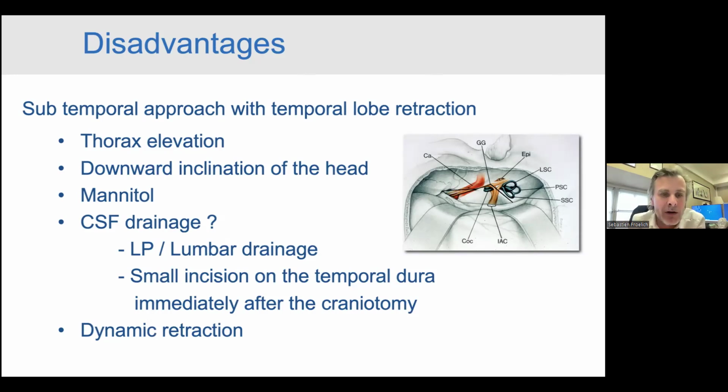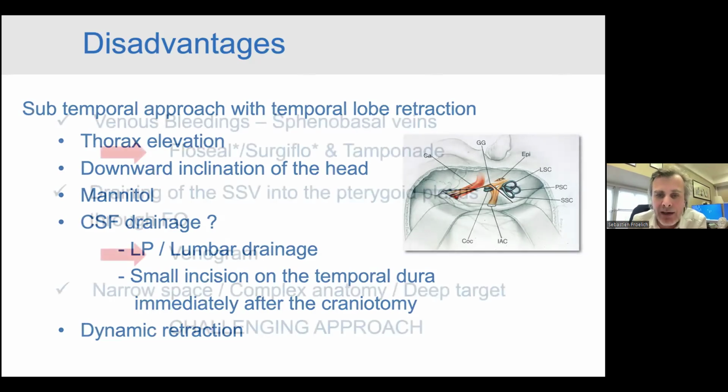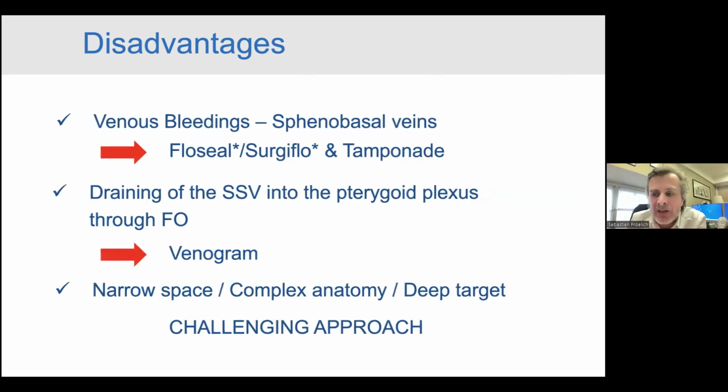I use mannitol. I don't use lumbar drain, and I will explain why after. When you do this extradural peeling, you can have some bleeding, and this is one of the issues. Before Surgiflo and Floseal, I have to say, when we had only Surgicel, it was quite painful sometimes because those diploic veins coming from the dura going into the bone were disrupted, and it was draining, sometimes bleeding a lot. With Floseal, tamponade, it's really much easier.